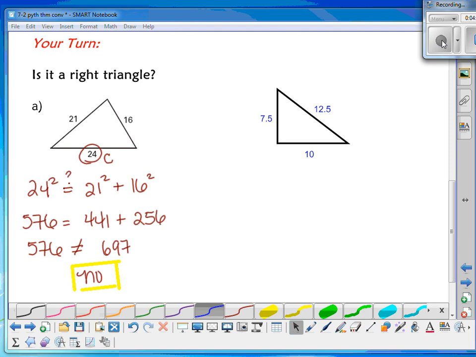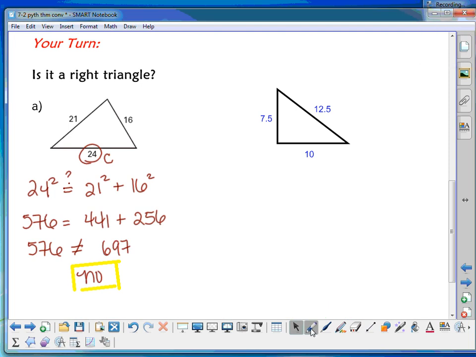For the second triangle here, I noticed that all of these can be divided by 2.5, so I'm going to divide by 2.5. If I do that, this one's going to equal 5. If I divide that by 2.5, it equals 4. And if I divide that, 7.5 by 2.5, it equals 3. So I have a 3, 4, 5 triangle. It's a Pythagorean triple. I don't even have to test out a squared plus b squared equals c squared. I already know that that is a Pythagorean triple, therefore it is a right triangle.